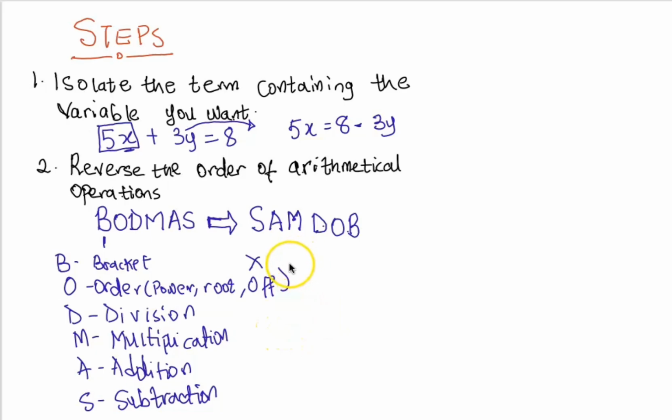But in change of subject formula, we are doing the reverse, in the sense that we are moving from the bottom to the top. And that means that you should solve for subtraction first, then addition, then multiplication, division, order, and finally bracket. So bracket should be the last thing you touch when you are making certain variables subject of the formula. So that's why I say reverse that order. We are going to look at them when we start solving questions.